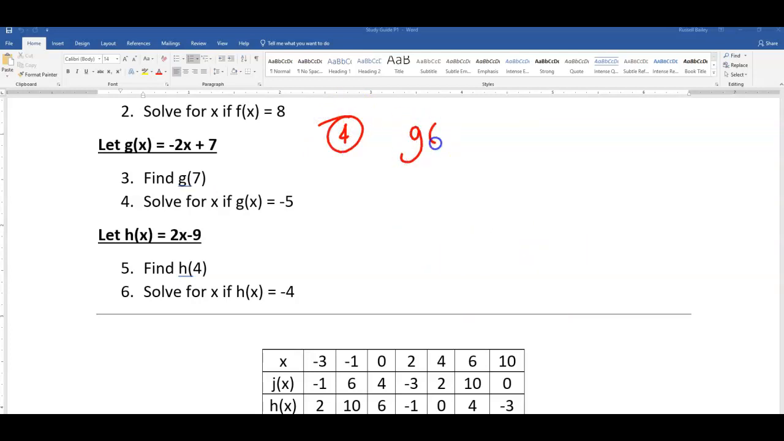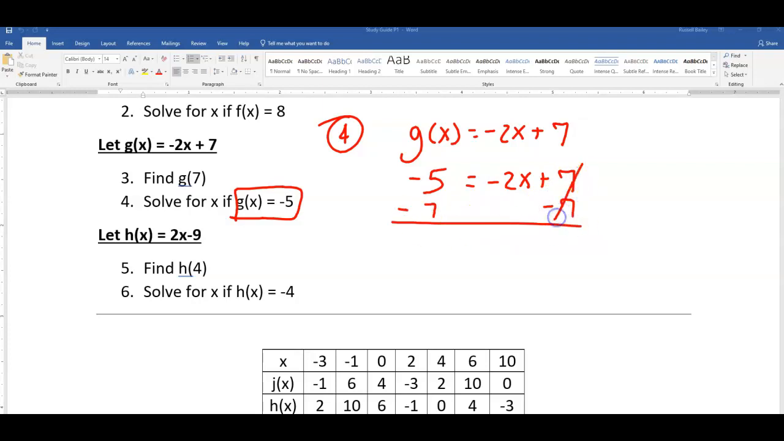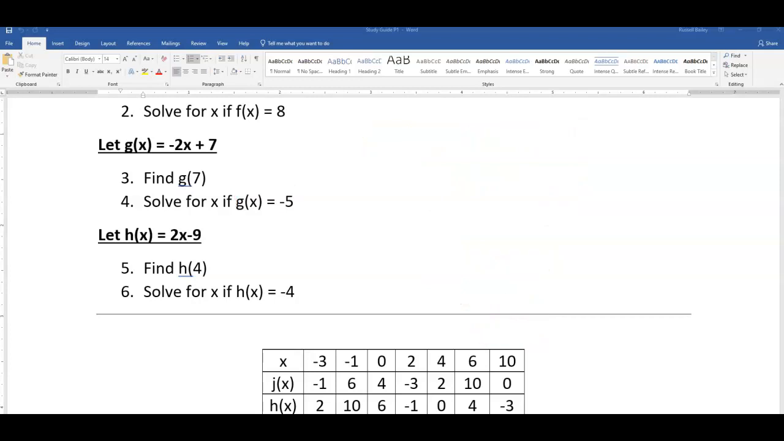So here we have g of x equals negative 2x plus 7 again. But this time they're telling me that g of x is equal to negative 5. So in that case, you replace that entire expression with negative 5. And for these types of problems, we need to solve for x by getting x by itself. And I end up with 6. Final answer. All right. Let's go ahead and move on to our next set there.